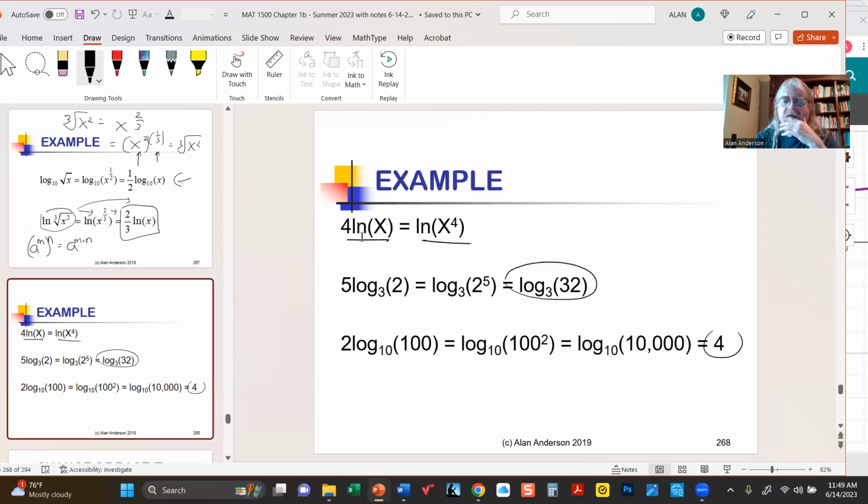And here's a few more. 4 log x is log x to the 4th. 5 log base 3 of 2 can be rewritten as log base 3 of 2 to the 5th, or log base 3 of 32. Now this one can be rewritten as log base 10 of 100 squared, which is 10,000. And that turns out to be 4 because 10 to the 4th is 10,000.